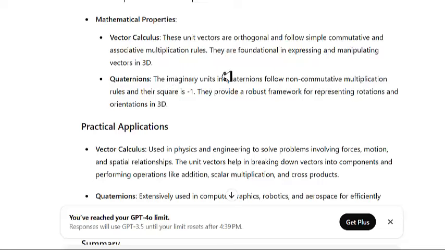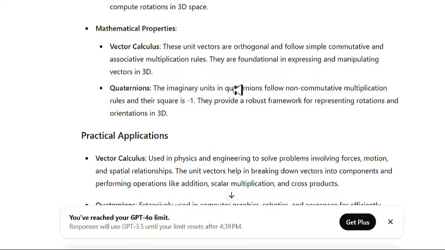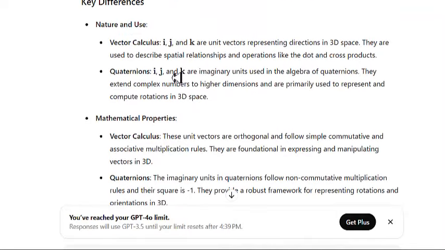The imaginary units in quaternions follow non-commutative multiplication rules, and their square is equal to -1. They provide a robust framework for representing rotations and orientations, but mostly rotations in 3D space. So that is the main point I want to make here: the i, j, and k that describe the unit vectors in 3D space are not the same as the i, j, and k, the imaginary units, of the quaternion.